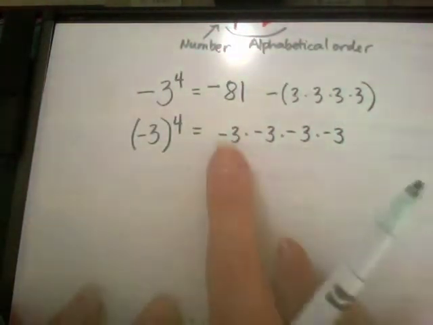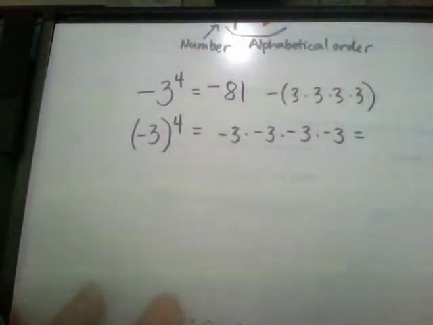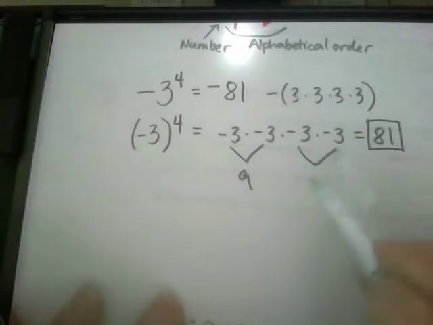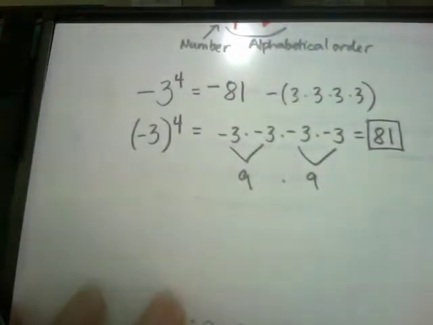So if I have 4 negatives, an even amount of negative numbers, what kind of answer will I get? Luke? Negative. Opposite. Positive. An even amount of negatives gives you a positive number. Because Luke, negative times negative, if we did these two, we'd get positive 9. If we did these two, we'd get positive 9. 9 times 9, 81.